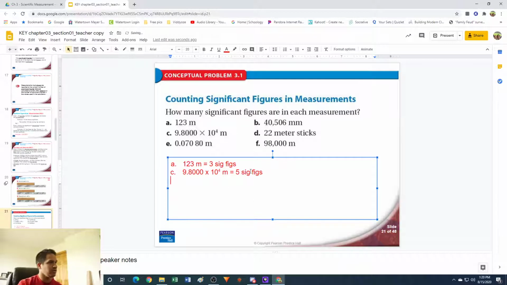Okay? All right. Last one we'll take a look at is letter F. So this is 98,000 meters. All right. Now this one, oh, my bad. This one is a whole number. So we're going to use the first 2 rules, which is any digit that is not a 0 automatically counts as significant, and zeros only count if they're sandwiched. So in this case, the 9 and the 8 are significant figures, but the zeros are not because they're not sandwiched between non-zero digits. Therefore, this would only have 2 sig figs, okay?